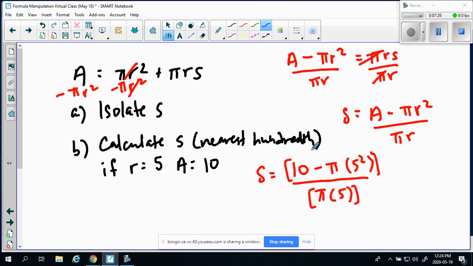Otherwise, you're going to get the incorrect answer. Now, my preference is to type in everything from the top first and then hit enter and then divide by the bottom in brackets. If you do this correctly and you round it to the nearest hundredth, you're going to get negative 4.36.